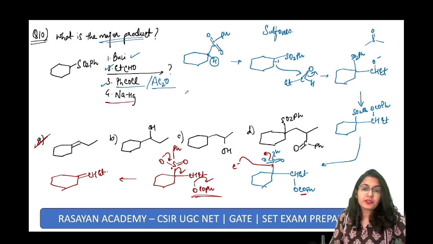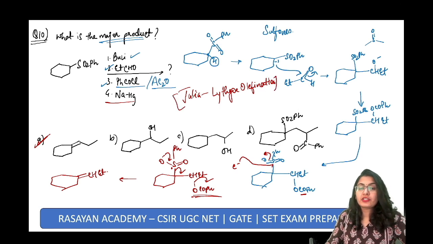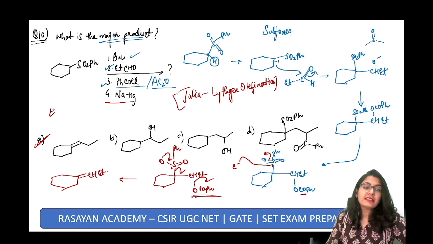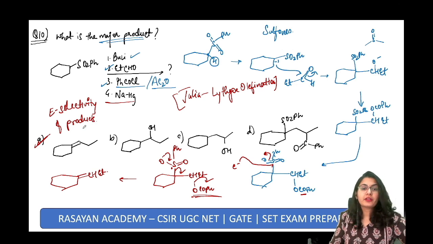This whole reaction is the Julia-Lythgoe olefination, and it has one more variant which is known as the Julia-Kocienski reaction. This is important because it has E selectivity of the products. E selectivity, that is, more stable products are formed, in the case of alkenes. Here both of these groups are the same, so we cannot decide, but yes, it does.